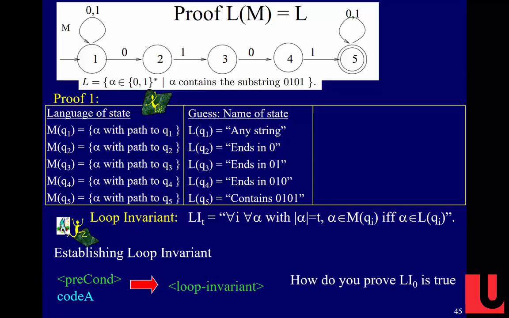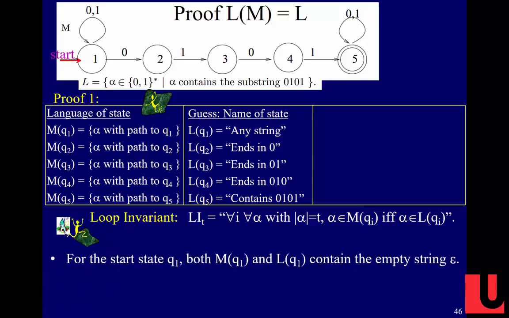You just have to say, all strings of length 0. Well, how many strings are there of length 0? Only epsilon, right? So which states have paths of epsilon to them? Well, in this case, it's only the first state, and not the other states. And which of those languages contain an epsilon? Well, the first one does, and all the others don't. Does that make sense? So that's how we do it for the 0 case. People buy that?